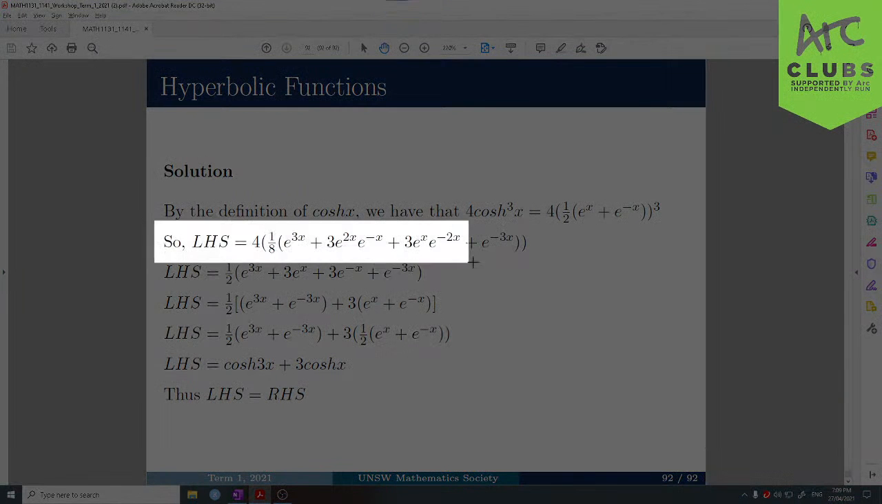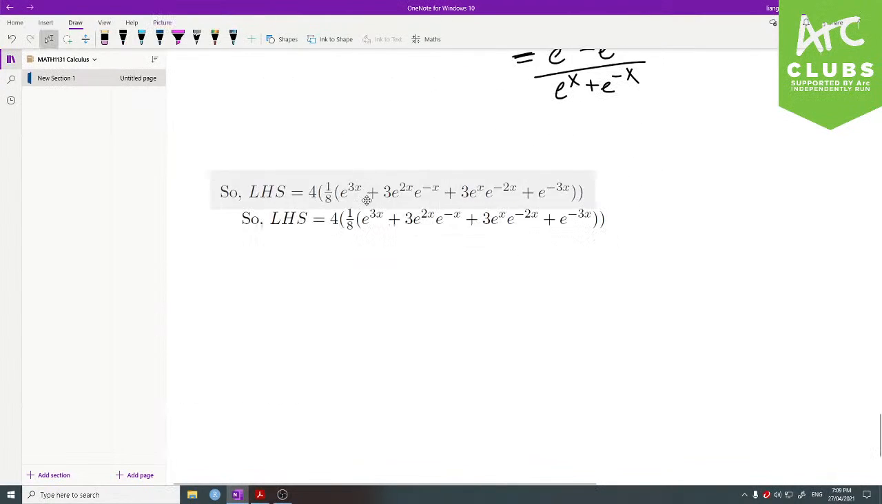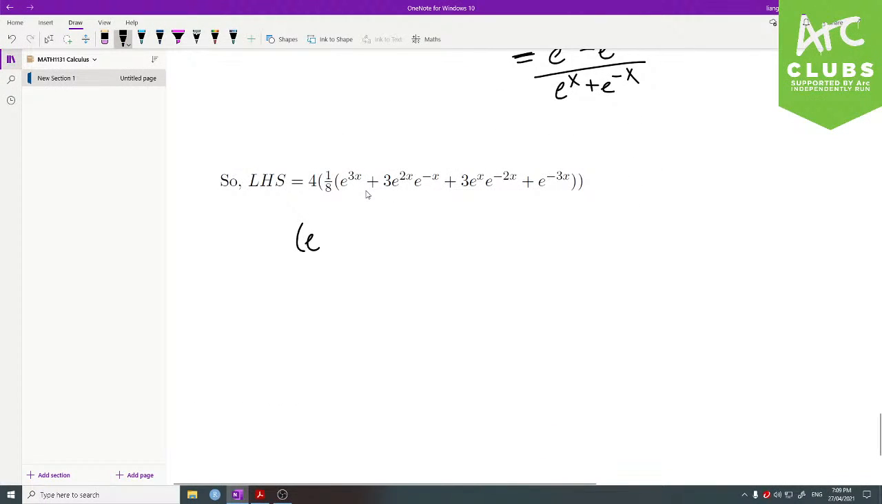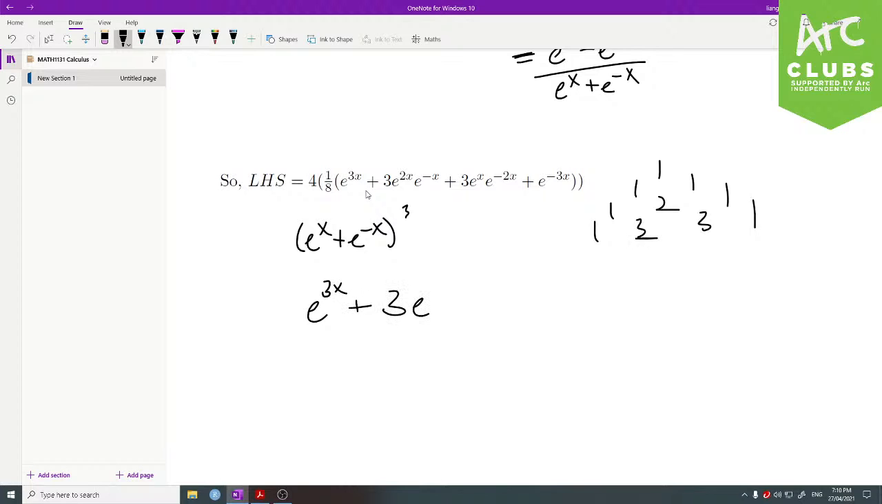If you're confused as to how I got this line, I will quickly show. So if we have e to the power of x plus e to the power of negative x cubed, if we do Pascal's, which is going to give you this, we'll then have e to the power of 3x plus 3 times e to the power of 2x times e to the power of minus x plus 3 e to the power of x times e to the power of minus 2x plus e to the power of minus 3x. And then if we simplify this thing, this would become e to the power of x. If we simplify this thing, this would become e to the power of minus x. And so we end up with this line in here.